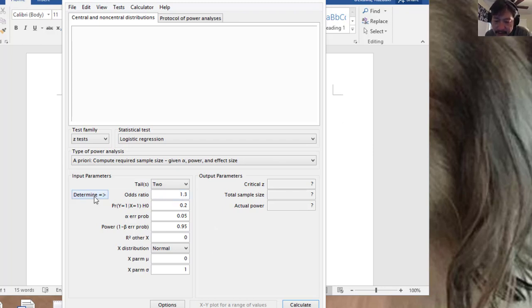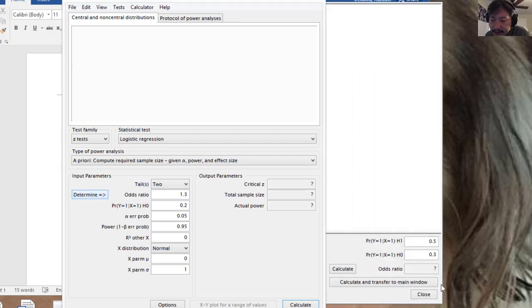Odds ratio, you press determine, and then you put two numbers here and there. But this is the proportion. The first one is the proportion of successful outcome in the treatment group. So let's say 0.55. And the other one is the proportion of successful outcome in the control or the comparison group. So let's say 0.45. In this case, the difference is 10%, and that's what you are assuming. You want to be able to confidently tell if 10% is statistically significant.